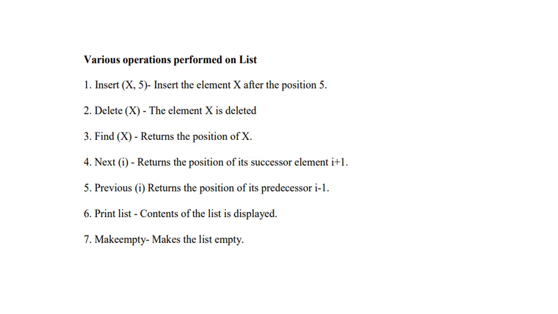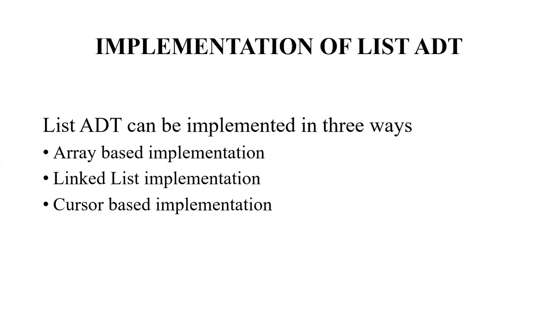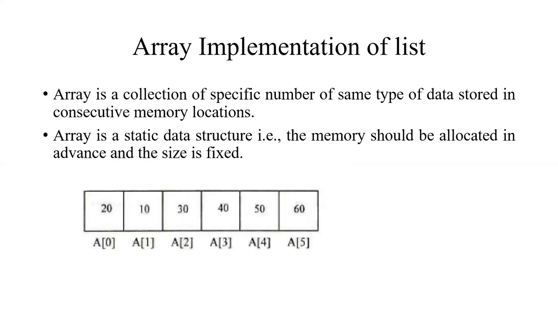Next of I returns the position of its successor element I plus 1. Previous of I returns the position of its predecessor I minus 1. Print list. Contents of the list is being displayed. Make empty. Makes the list empty. Let us see the implementation of list using array, linked list, and cursor-based implementation. Now let us see how the array implementation of list is going to be done.